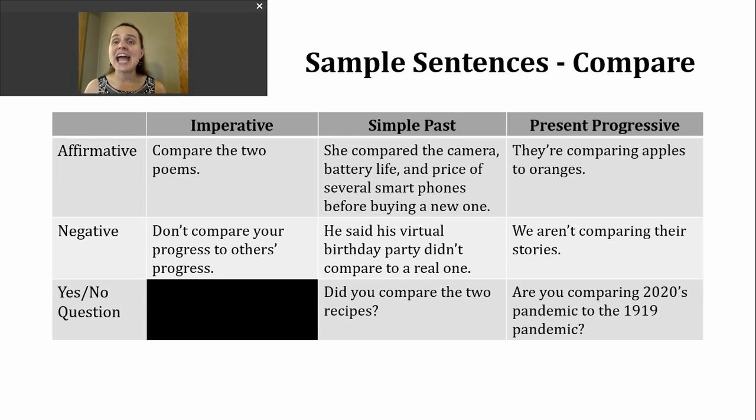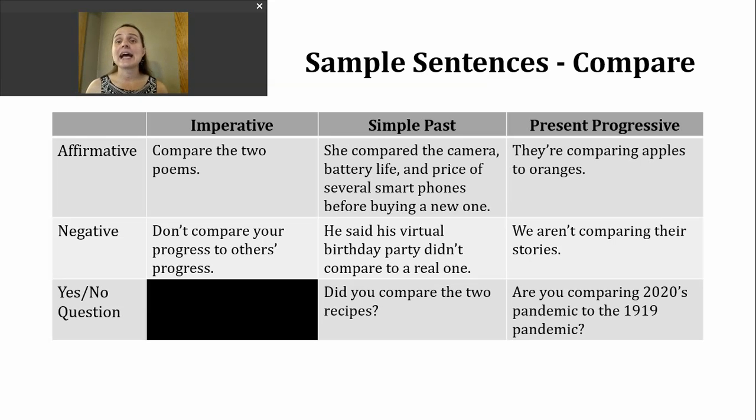Next, let's take a look at the simple past tense. In the affirmative, we're going to use the form of the verb that ends in D. And this will be the same no matter what the subject is. Here's an example. She compared the camera, battery life, and price of several smartphones before buying a new one. So again, noticing what's similar or what's different as she made a choice on buying a new phone.